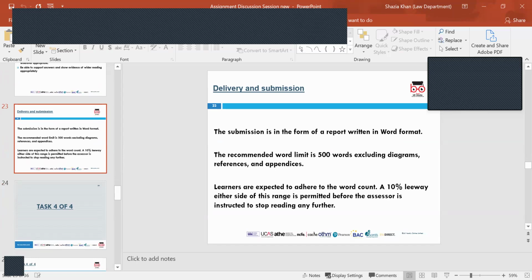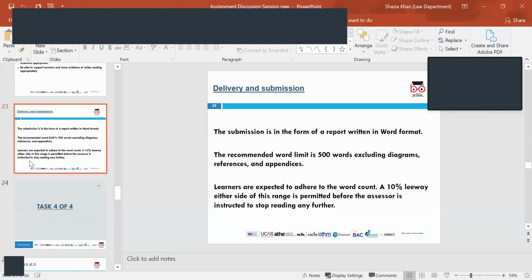So you've got 8 parts to it, and it needs to be written in the form of a report in Word format, and it needs to be 500 words, excluding any diagrams, references, and appendices. And here again, you have to adhere to the word count. A 10% leeway either side of this range is permitted before the assessor is instructed to stop reading any further.